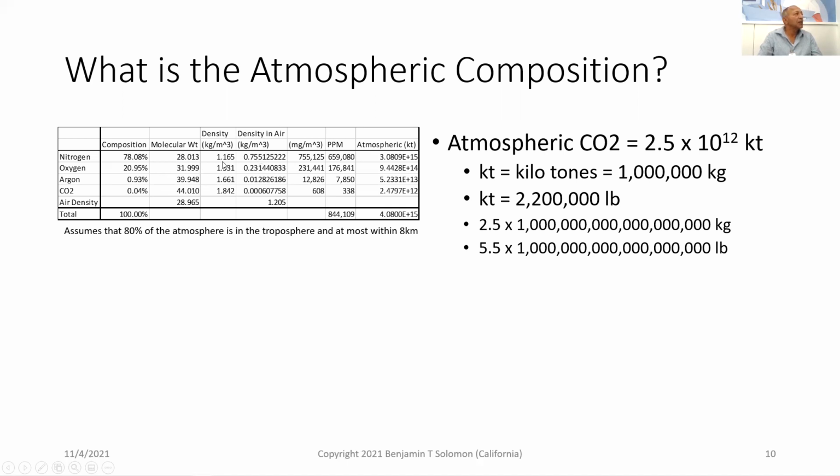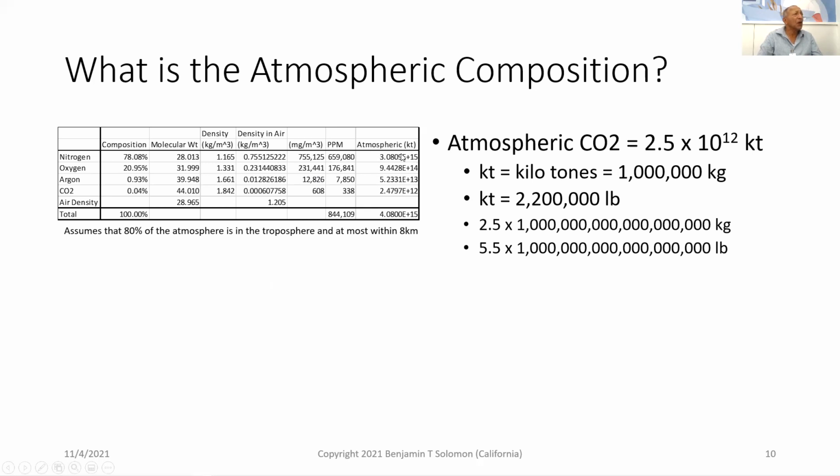So for example, pure nitrogen will have a density of 1.165 kilograms per meter cube, whereas in air, the partial density of nitrogen is 0.755 kilograms per meter cube. And you can convert that into milligrams per meter cube and then into ppm. So 338 is, for carbon dioxide, about the number we expect.